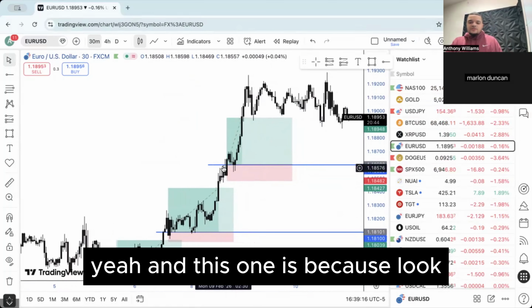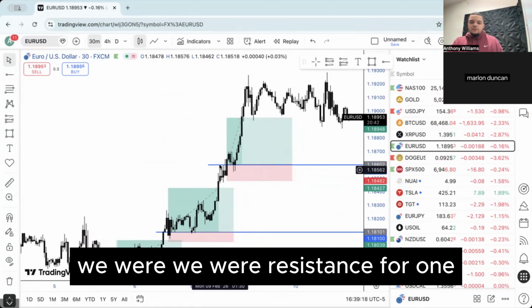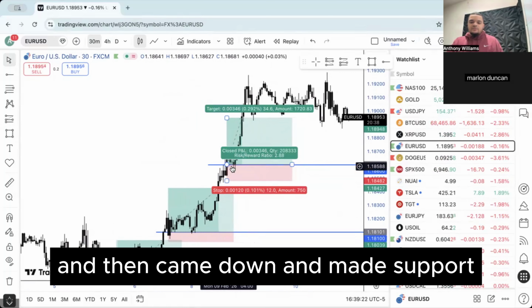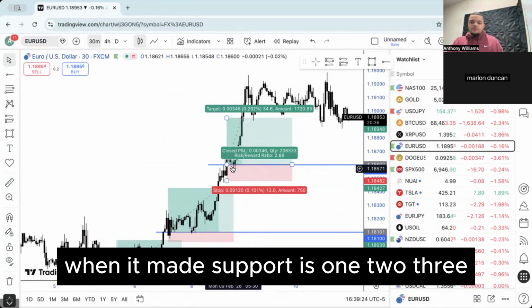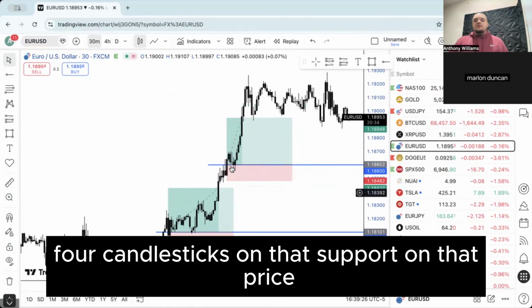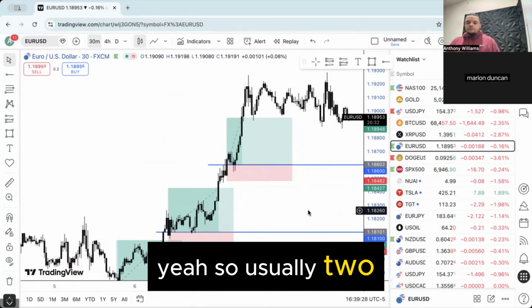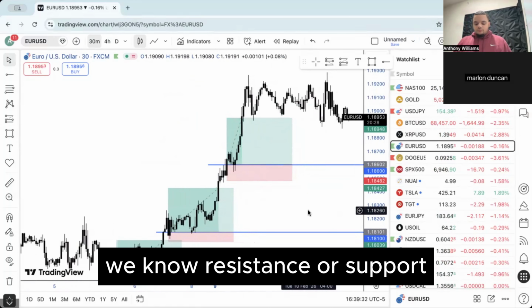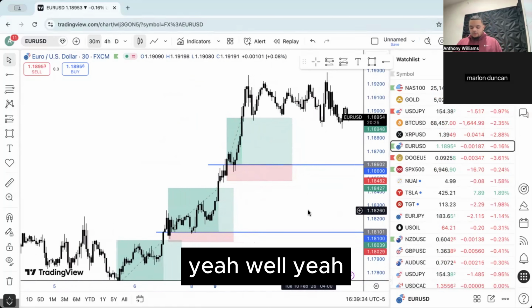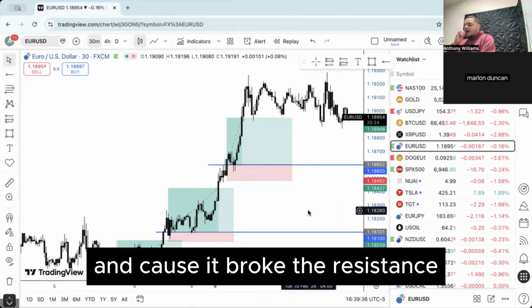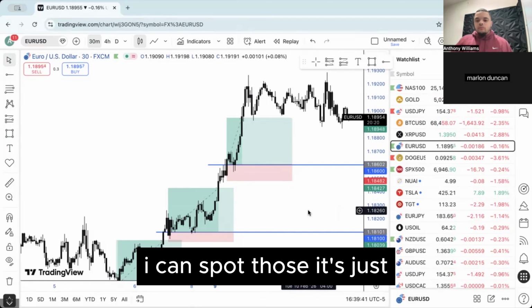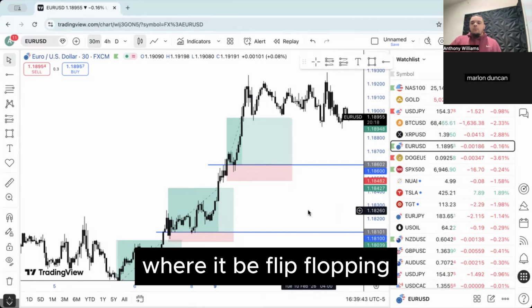And this one is because look, we had resistance for 1, 2, and then it broke through and came down and made support. When it made support, it's 1, 2, 3, 4 candlesticks on that support at that price. So usually 2, 3 hits, and we know resistance or support. And because it broke the resistance, we can definitely see that. Yeah, I could spot those. It's just sometimes I see some of yours where it's flip flopping.